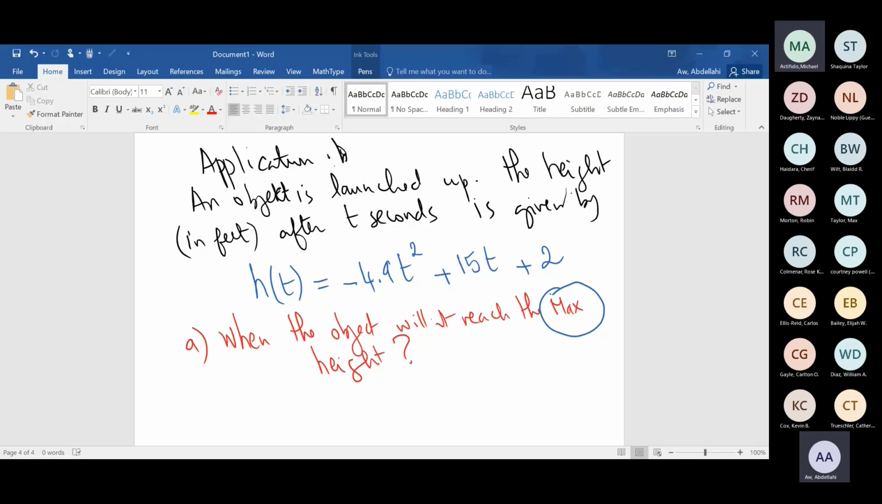Now, the vertex has 2 coordinates, right? The x coordinate and the y coordinate, the h and the k. When you say when the object will reach the maximum, to answer that question, is it the h or is it the k?